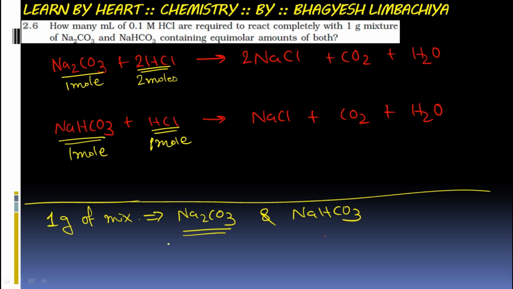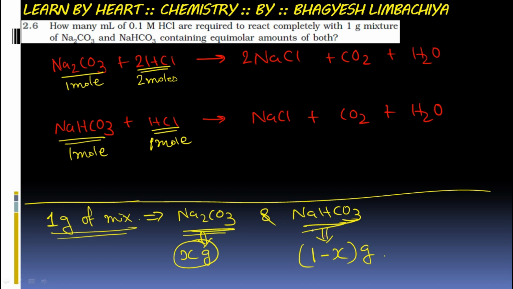So here we have to assume that suppose x gram of Na2CO3 is present into it. So at that time the mass of NaHCO3 will be 1 minus x gram. Again 1 gram of mixture containing Na2CO3 and NaHCO3 is taken. So if we take x gram of Na2CO3, at that time the mass of NaHCO3 will be 1 minus x because the sum of masses should be 1 and here we have assumed that the mass of Na2CO3 is x.